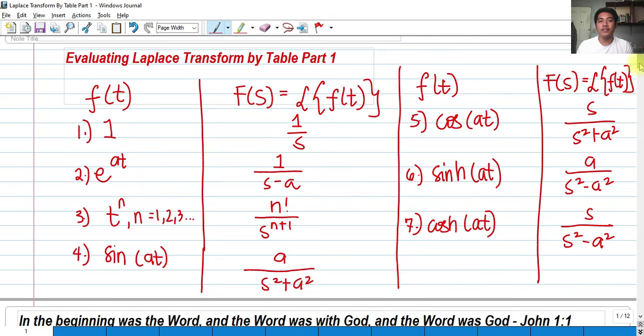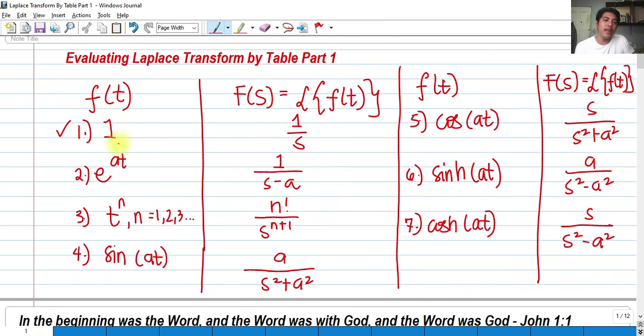This is not the complete table of the Laplace transform. As we can see here, we only have seven, but technically there are really many transforms for some f of t to f of s. So for today, we shall be discussing the basics of the Laplace transform by table, such as the Laplace transform of a constant. It is actually 1 over s.